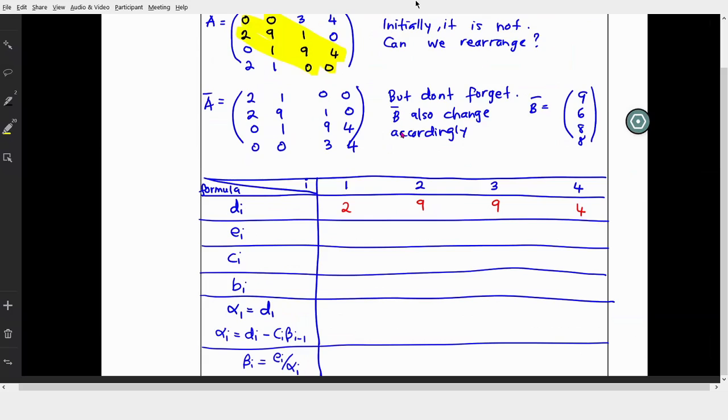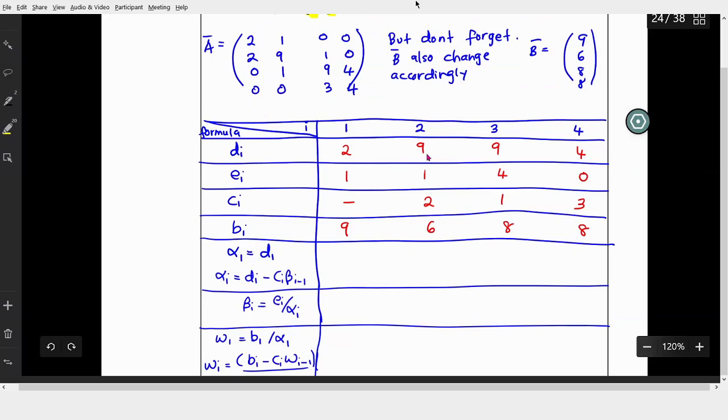E is the upper diagonal, so we start with E1. We have 1, 1, 4, 0. C is the lower diagonal, but the lower diagonal starts with C2. As I explained earlier, we don't have the first element on row 1, row 2 we have. So you don't have C1. We start with C2, so we have 2, 1 and 3. That is the lower diagonal. B is the right hand side value of your system. So we have 9, 6, 8, 8. Alright. Now, we move to the alpha.